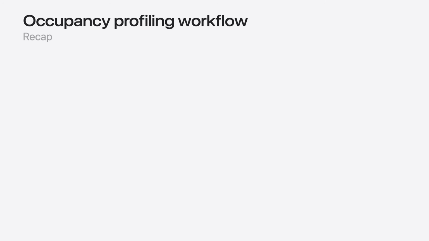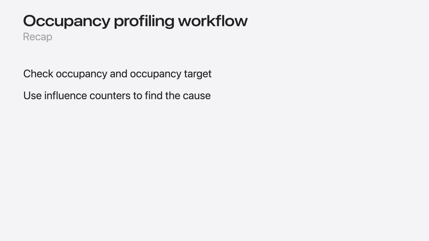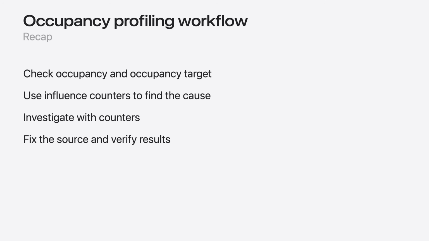To recap, first, I spotted low occupancy and checked the occupancy manager target. It confirmed the GPU was throttling. The influence counters pointed me to the cause, L1 cache pressure. L1 bandwidth and residency counters identified stack as the issue, and the shader stats confirmed it, high register count and stack spills. I fixed the source by reducing live registers, and the results were immediate: no spills, no throttling, and much higher ALU utilization and performance.